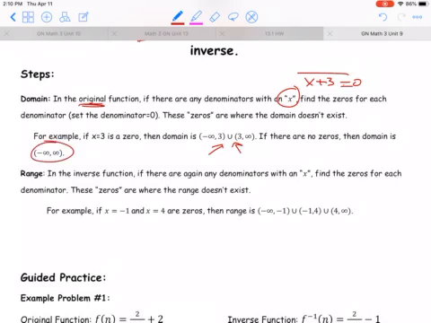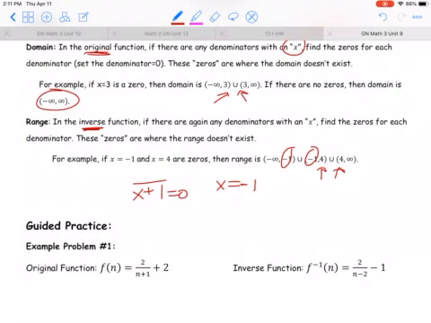Range. The range of the original function comes from the inverse. So if the inverse had this, and we do equals 0, you solve it and you get -1, that would be our range. And then if you get another fraction and have this as another answer, that's just how you write it if there's 2 x's that you get.